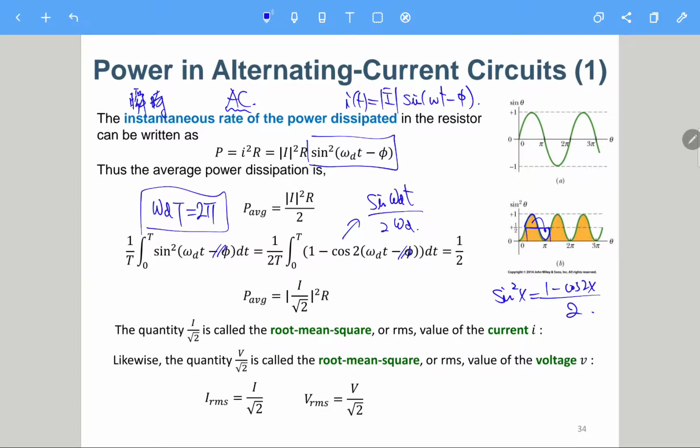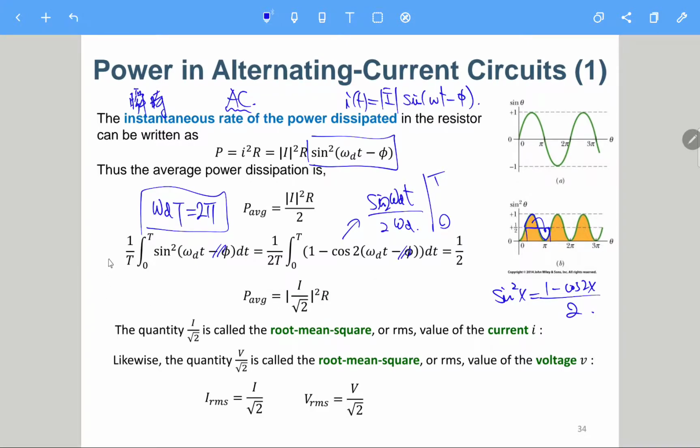We just don't need to care about the phi, and then we plug in t and 0 here. So if we just plug in t to here, omega dt is 2 omega dt is 4 pi. So sine of 4 pi is 0. And if we just plug in t to be 0 here, sine of 0 is also 0. So this term will be 0.